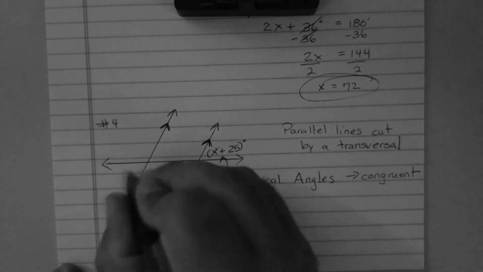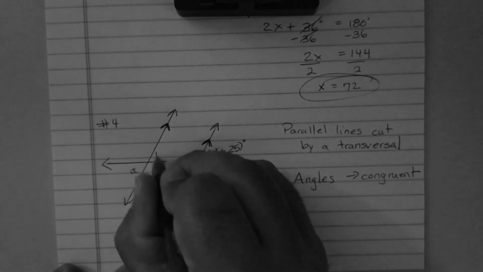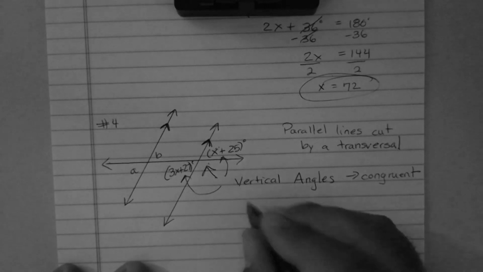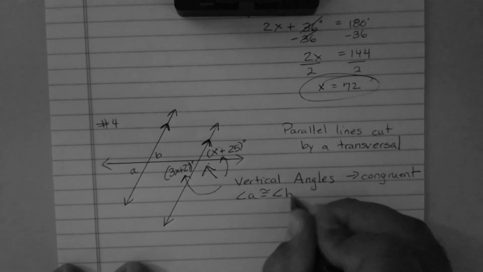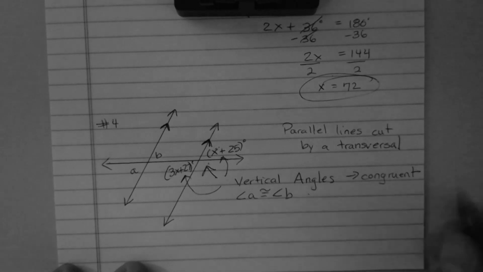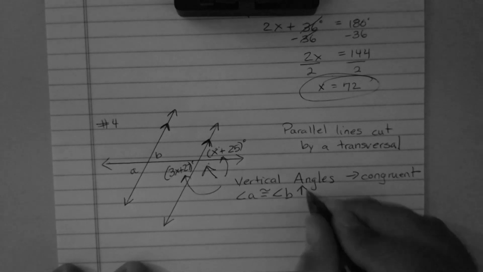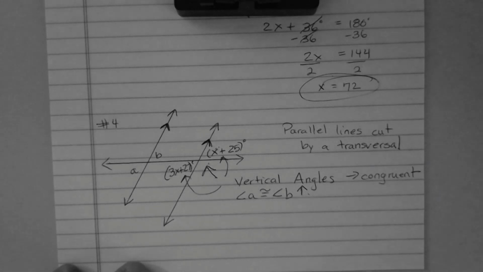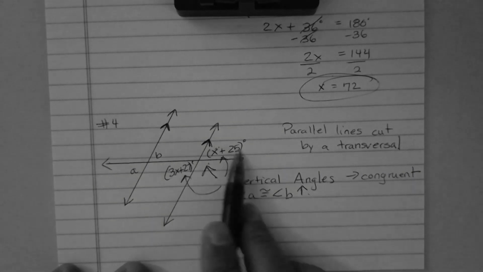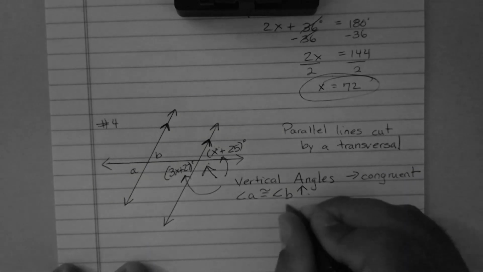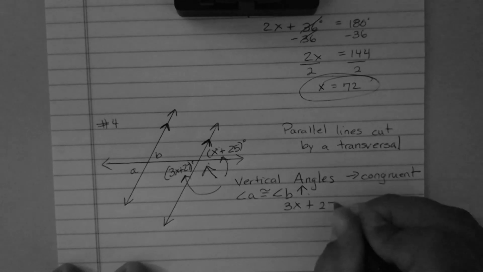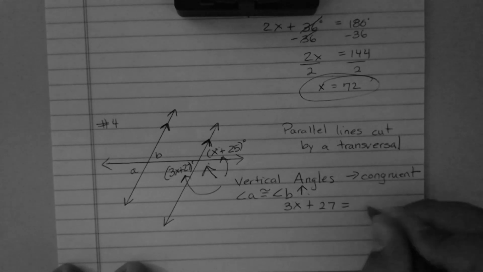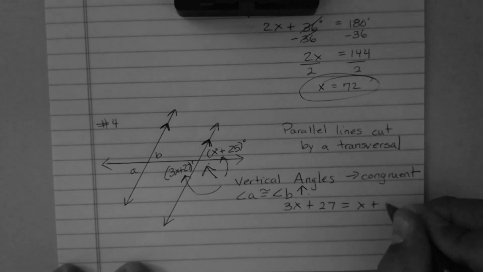Another example: let's say this is A and B. Angle A is congruent to angle B. Why? Because they are vertical angles. So if they're vertical angles, we could say that these two are going to be exactly the same. 3x plus 27 should be equal to x plus 25.